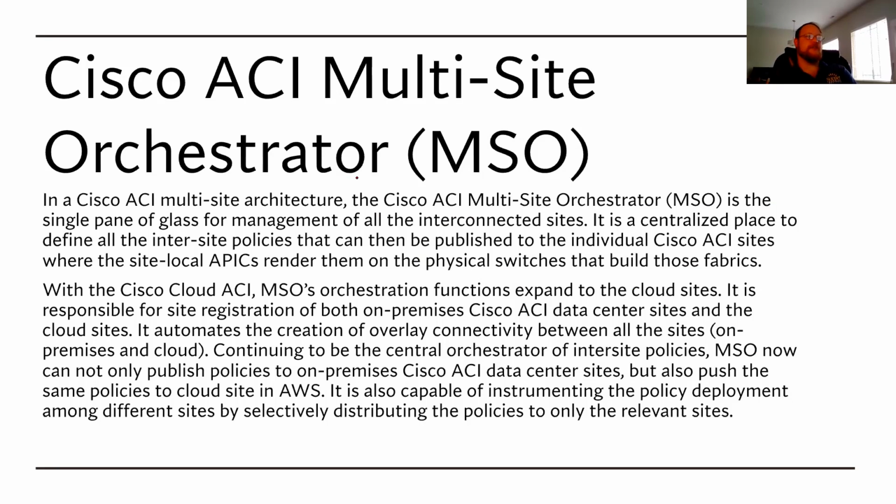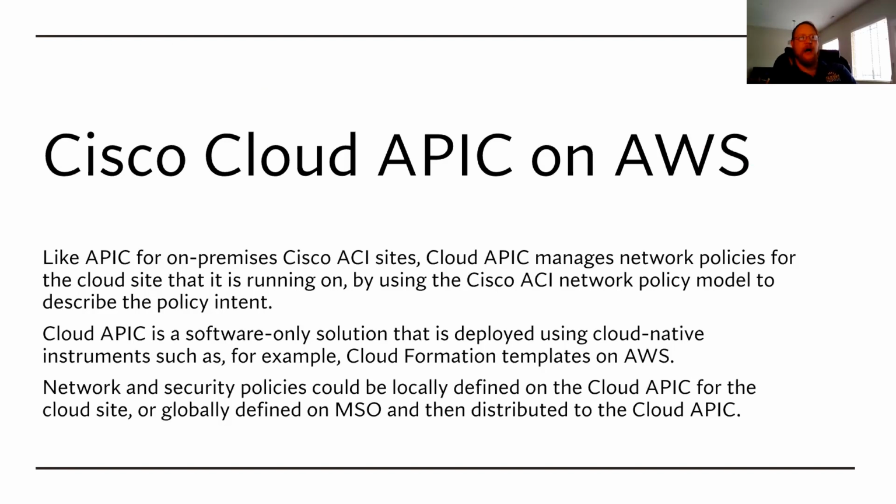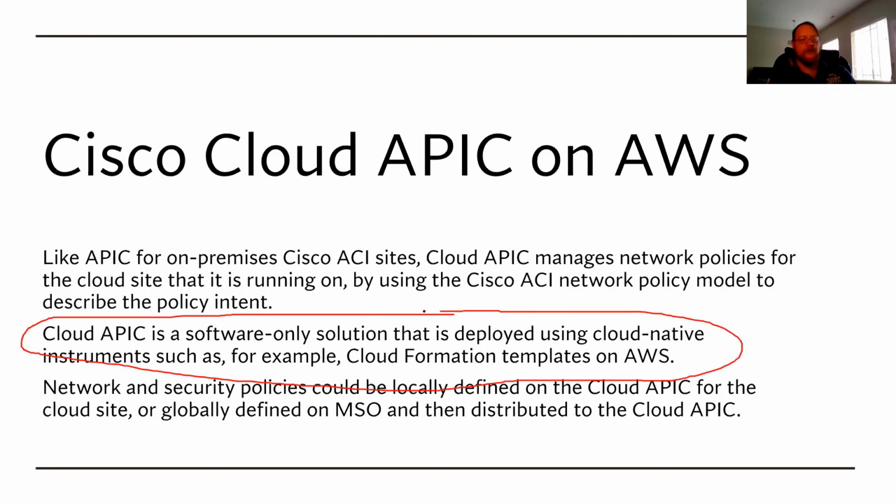Now, this is a little bit more information on the multi-site orchestrator. I'm not going to spend too much time on that. The Cloud APIC: this is more information on how we spin up that APIC inside of your AWS cloud. The software-only solution is deployed using cloud-native instruments such as CloudFormation templates on AWS. So you're going to download the APIC image, and then you're going to implement that as a CloudFormation template that you can then deploy in your EC2 instance.